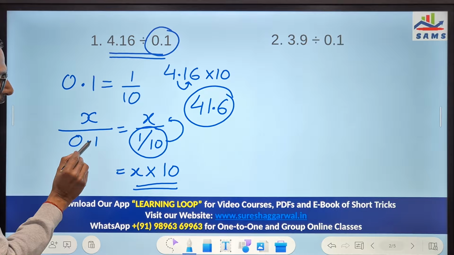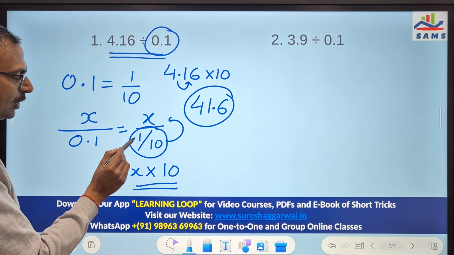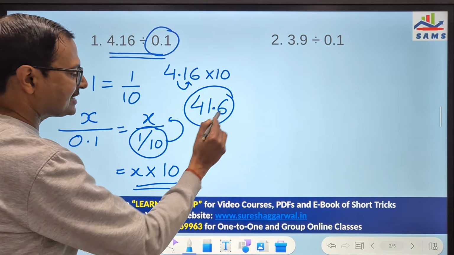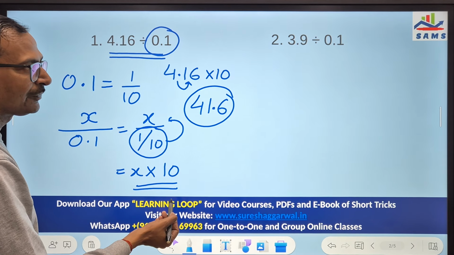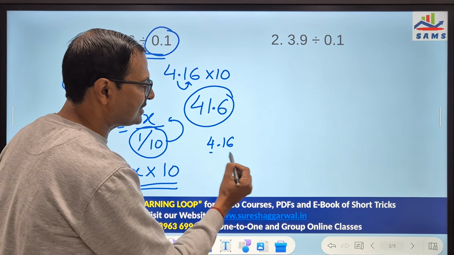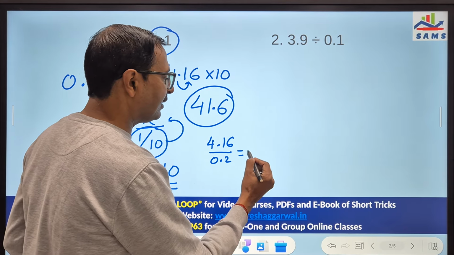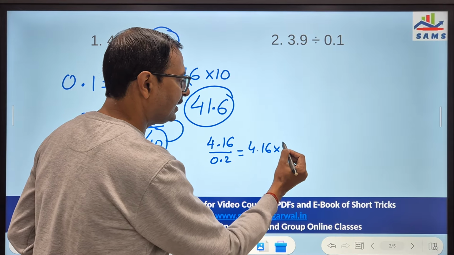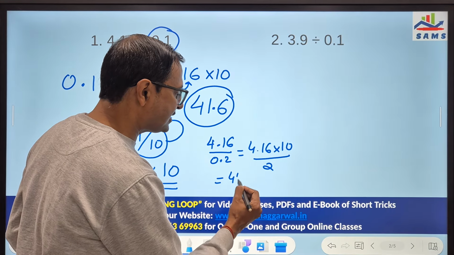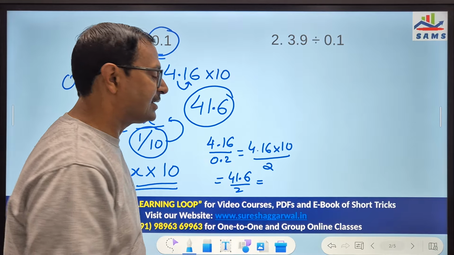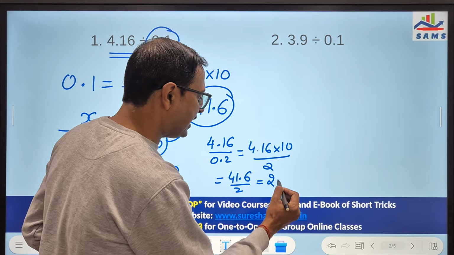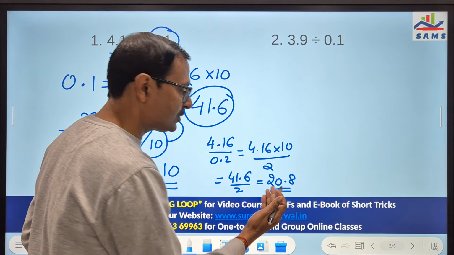Now what will happen if you have to divide by not 0.1 but by 0.2? Now if you have 0.2 here, then this is 2 upon 10, and 2 upon 10 will become 10 upon 2. So after shifting the decimal, you have to take the half also. Like suppose if I do this one for you, 4.16 divided by 0.2, then this will become 4.16 times 10 and then take the half. So this will become 41.6, and if you take the half, you will get the answer when you divide it by 0.2. So what is this? This is 20.8, and your answer for the question is 20.8.